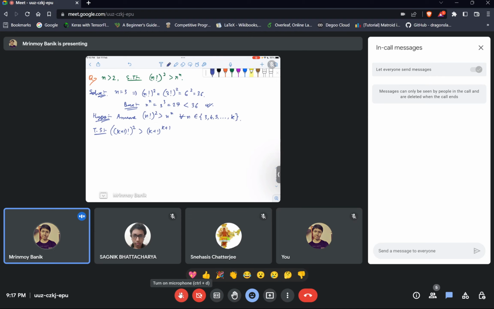So let's just multiply. We have (k factorial) squared is greater than k power k. If we multiply k plus 1 squared on both sides, we get this on the right hand side, k power k times (k plus 1) squared.